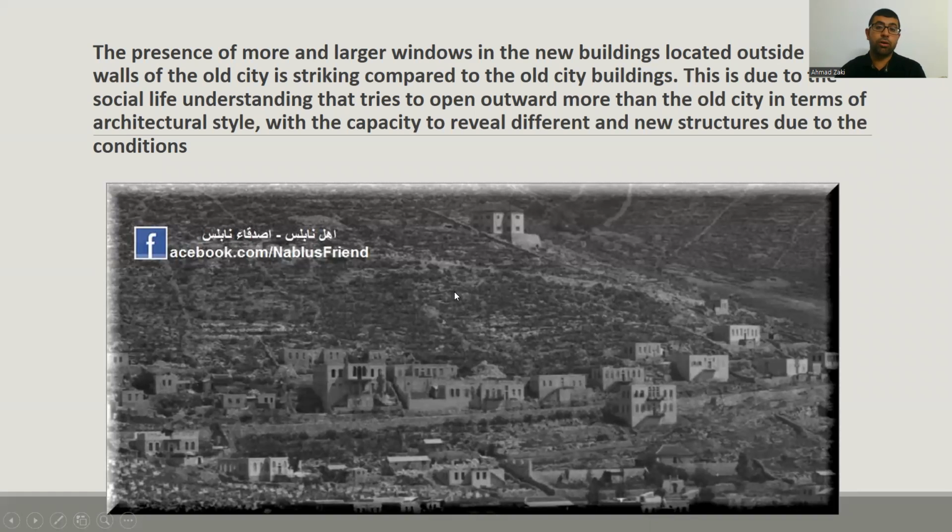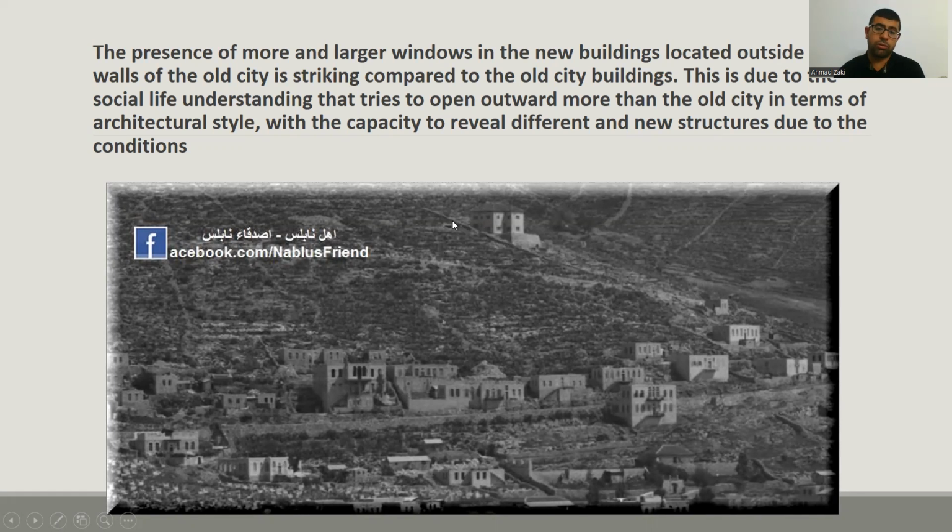The presence of more and larger windows in the new buildings located outside the walls of the old city is striking compared to the old city buildings. This is due to the social life understanding that tries to open outward more than in the old city, in terms of architectural style, with the capacity to reveal different and new structures due to the conditions.